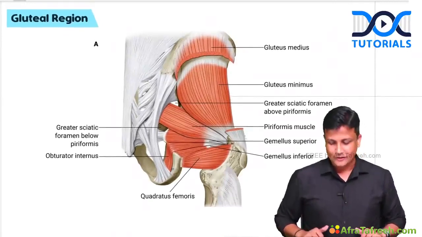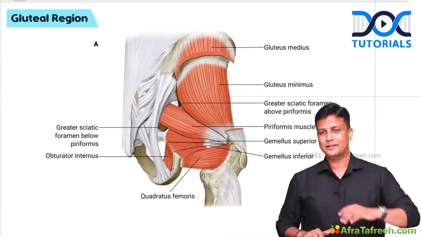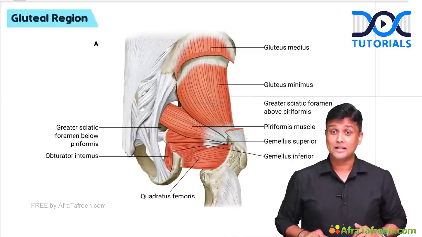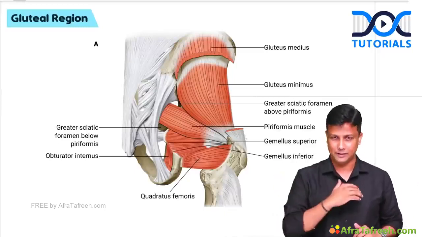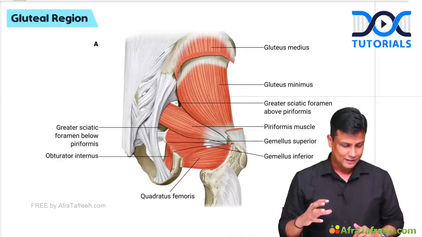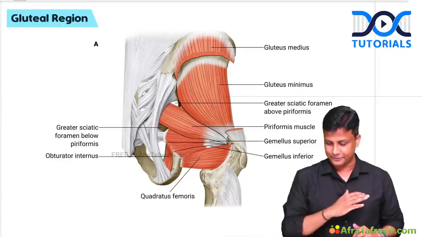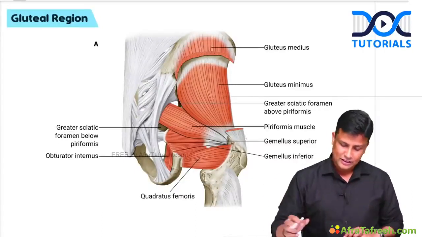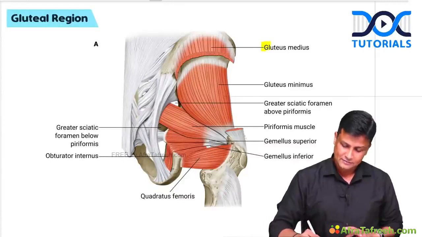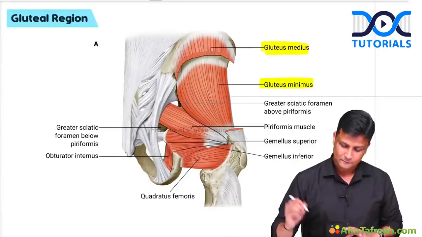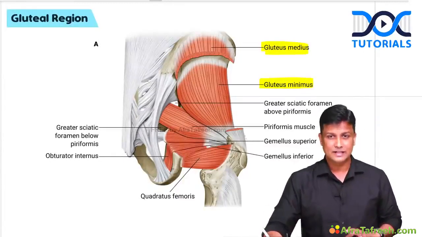Now, gluteal region, first of all, there will be a big muscle overlapping there. That is your gluteus maximus muscle. But that gluteus maximus muscle we have removed from there. Then you are able to see here the gluteus medius muscle and the gluteus minimus muscle.